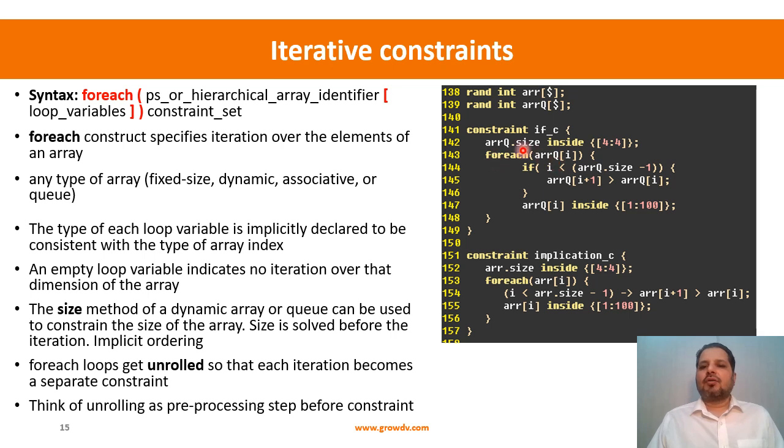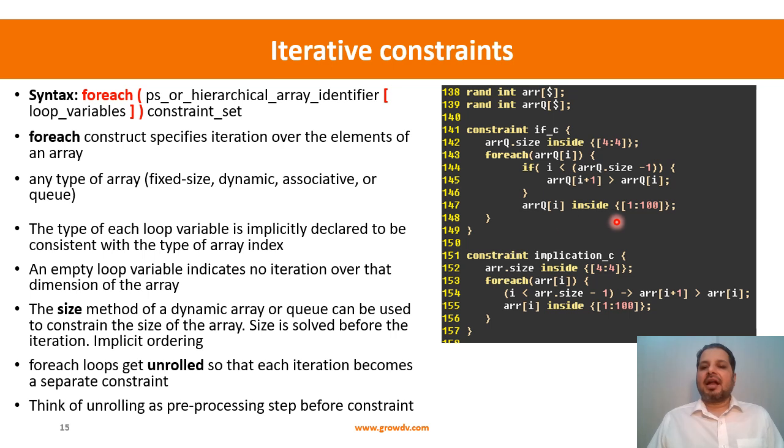for each of the elements of that particular array, if i is less than array q dot size - 1, so we are ensuring that we are going till the last but one element, and then we are ensuring that each successive element is greater than the previous element, so that the random numbers are generated in an ascending order. That is what this particular constraint will be able to accomplish.